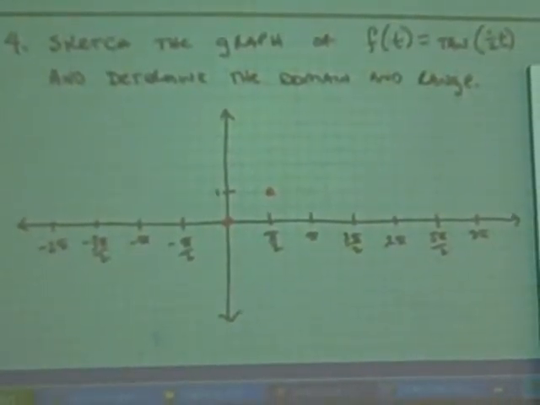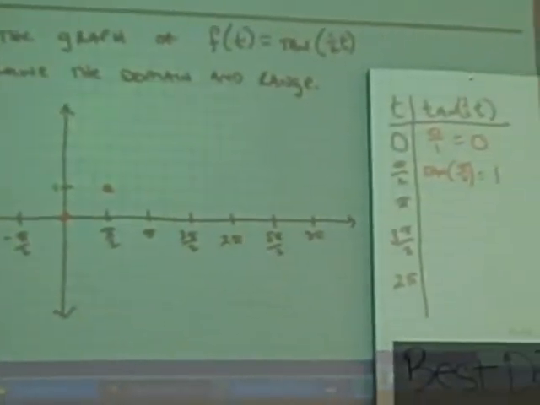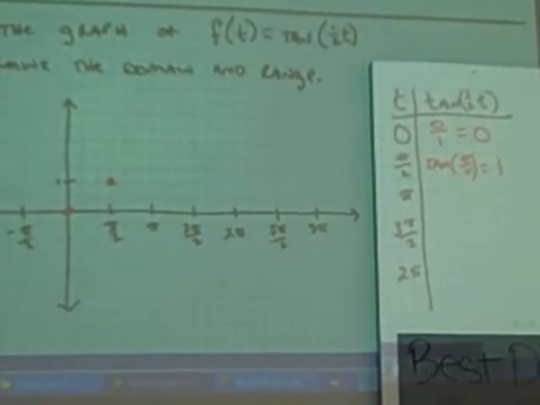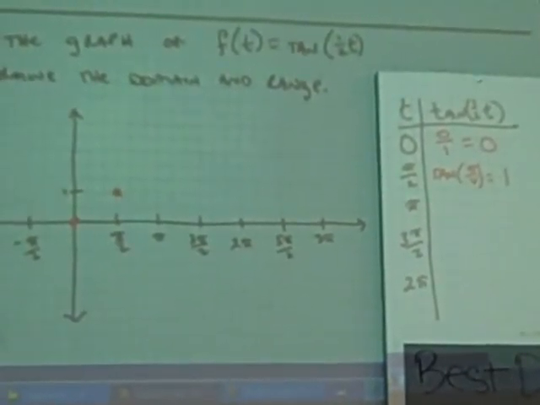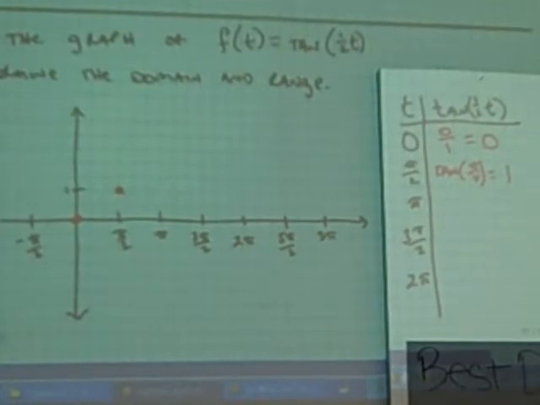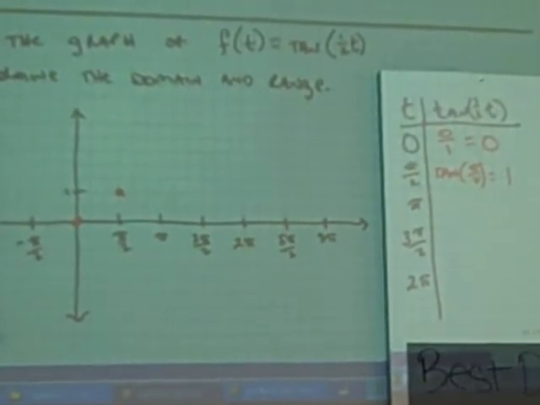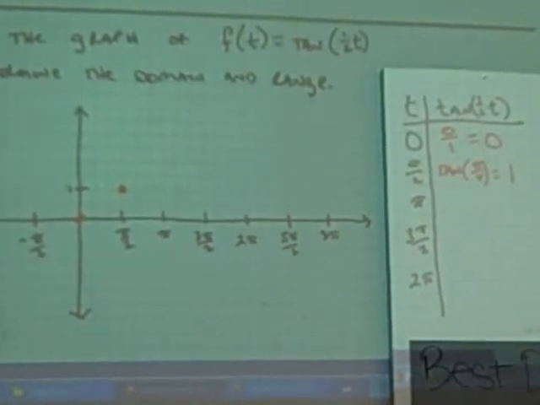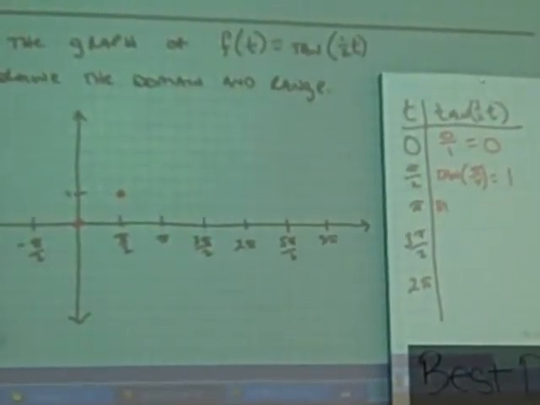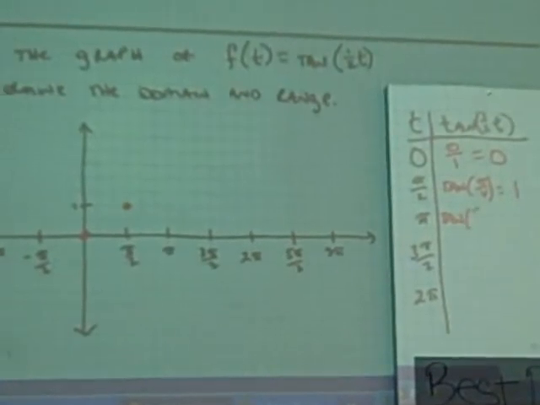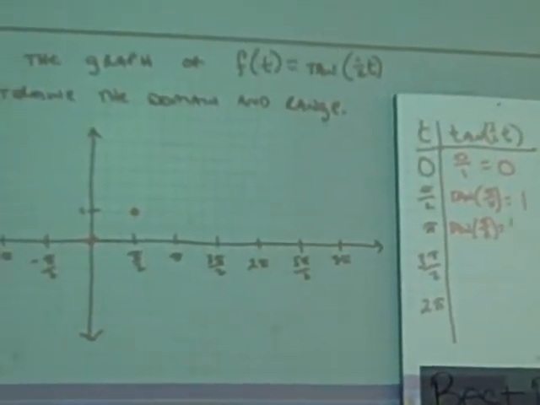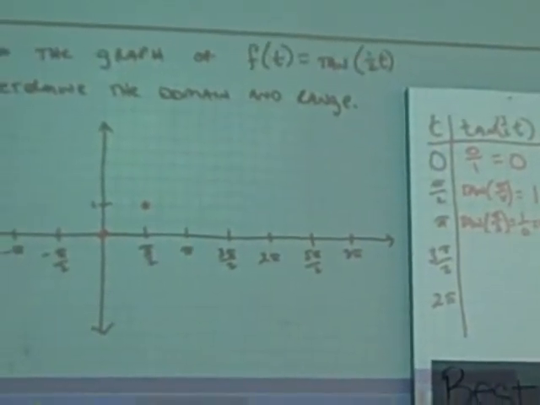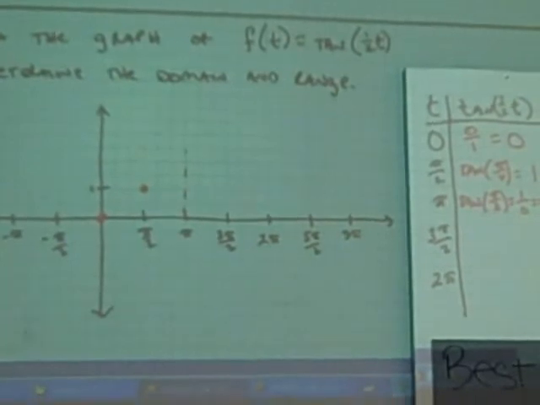What if I plug in pi? Pi times 1/2 is what? Pi over 2. What's the tangent of pi over 2? 1 over 0. What does that mean? Vertical. That's a vertical asymptote.